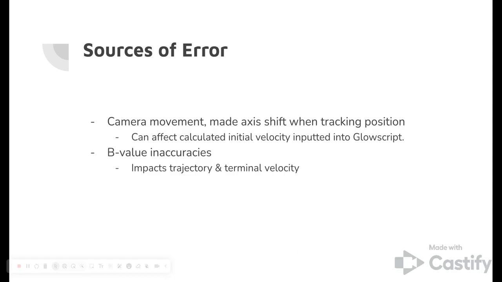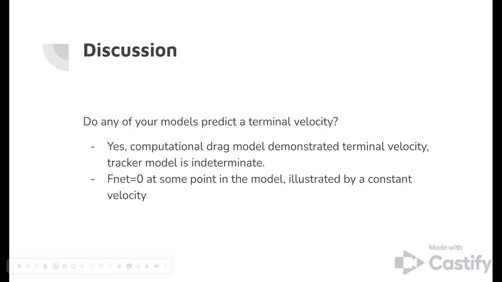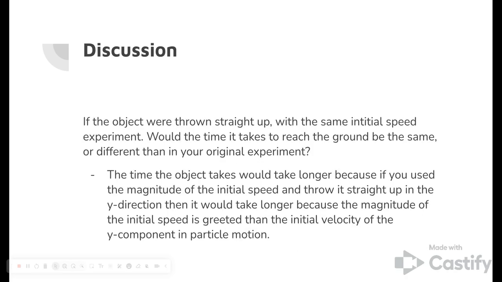Sources of error: the camera did shake a little bit as we threw the ball, and this made the axis shift difficult when tracking the position. And the B value isn't entirely accurate, and that impacts trajectory. Our computational drag model did demonstrate terminal velocity, where F net equals 0 at some point in the model, illustrated by a constant velocity.